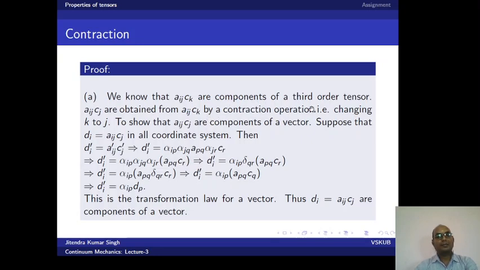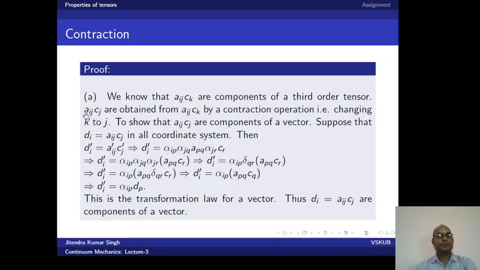So what is a contraction operation? In a contraction operation, we change one free suffix and put it similar to the other free suffix. This is called one contraction, and when we do one contraction, it reduces the order by 2, because Aij Ck are components of a third order tensor, and here we have to prove that Aij Cj are components of a vector. So third order tensor to vector means one contraction operation is reducing the order by 2.